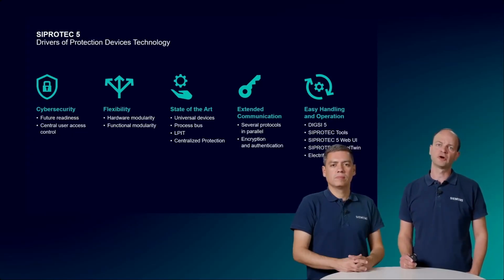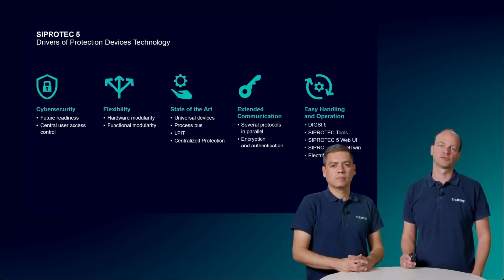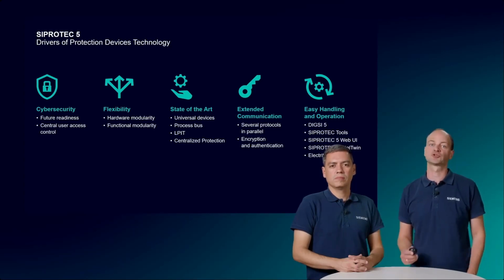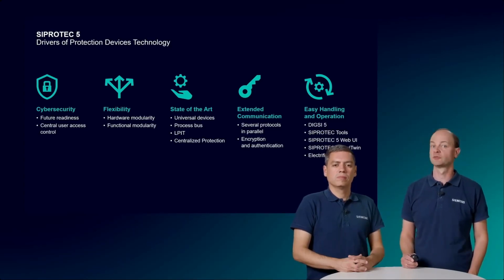With SIPROTEC 5, we offer the whole variety of advanced protection. Universal devices minimize your hardware variance so that you can reduce your costs. The process bus technology allows the full digitalization of analog and digital values in your substation. The possibility to use low-power instrument transformers allows an easy adaptation when network conditions change after commissioning. Not to forget our centralized protection solution with the SIPROTEC 7SX800 that allows the control and protection of multiple bays.